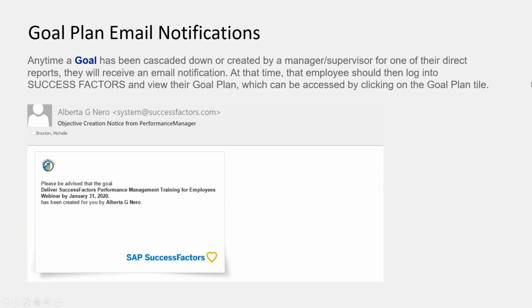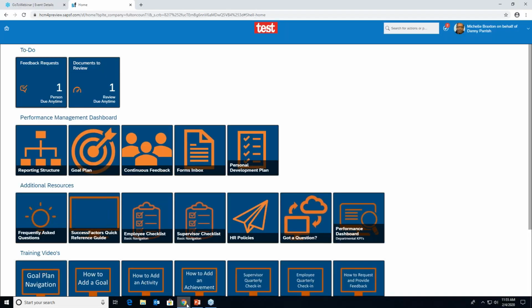It will look like this, and your employees should log in, and you as an employee should log in anytime you receive that email and go to your goal plan tile. It'll say, please be advised that this goal, and it'll state the goal, and then it'll state who your supervisor is. All right, so we're going to go into goal plan.